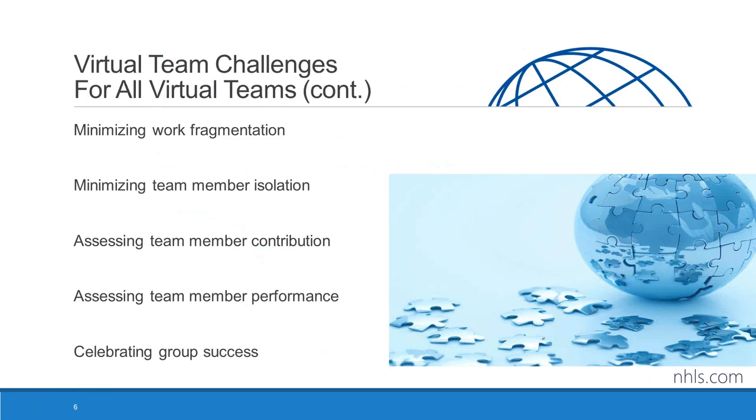The next set is minimizing work fragmentation. Say that there are three things to do. I'm working on two of them, and Brian is working on two of them. Two and two is four, but we only have three things to do. That means that the two of us are working on the same project or the same piece.